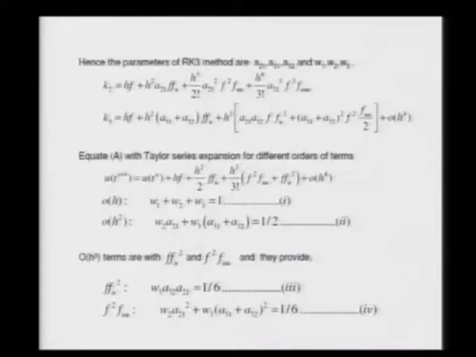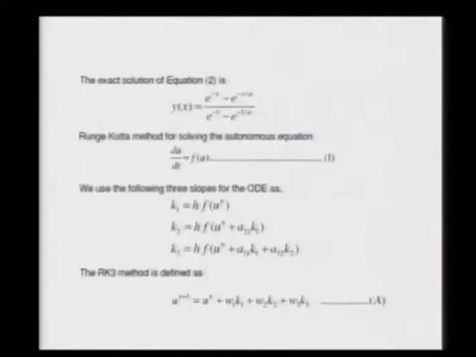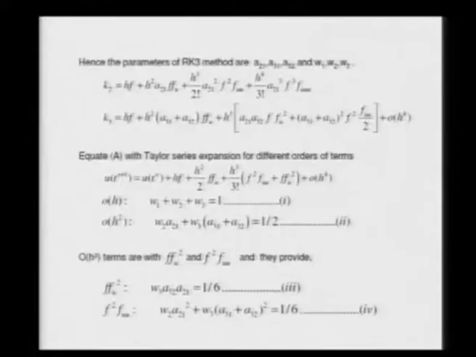Now, what we have noted is that we could also write down the Taylor series at the new time level t n plus 1 in terms of u t n plus the other terms indicated here. If we equate this Taylor series with the expression given here as A, then we would be able to equate the coefficients of various terms involving powers of h. For example, if we equate the coefficients of terms proportional to h, then the Runge-Kutta method will give you w 1 plus w 2 plus w 3, while the Taylor series coefficient is just 1. In the same way, for the order h square term, we get equation 2 here.